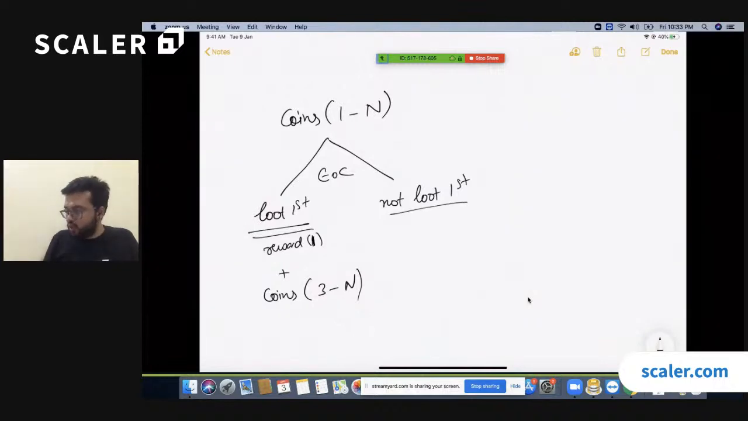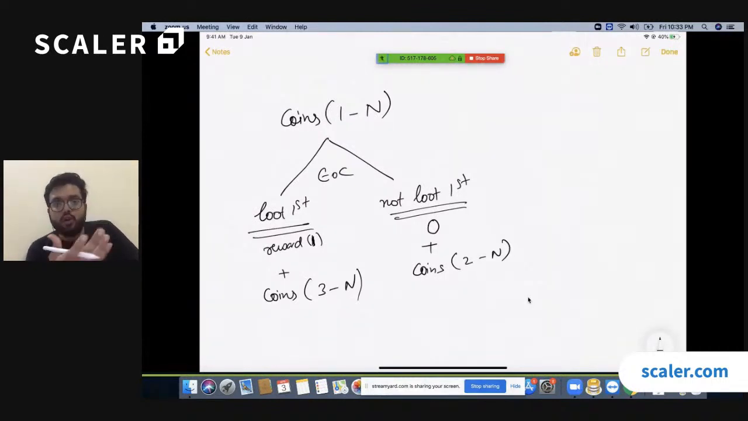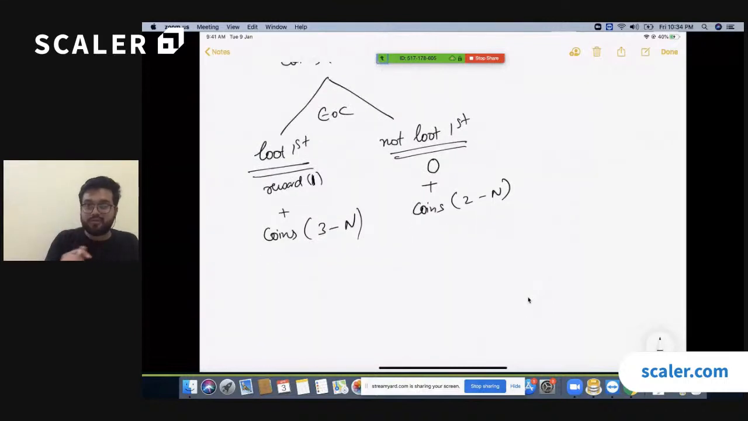Similarly, if you choose not to loot the first house, then what is the subproblem reduced to? If you are not looting the first house, are you getting any loot amount? No, you are not getting any loot amount. So you will just add a 0 to a subproblem. Your problem now reduces to finding the best loot that you can make from the second to the nth house, because the first house you have not looted, and if you did not loot the first house, you can actually still afford to loot the second house. So just by looking at this, you will realize that yes, there is optimal substructure, and I can represent my problem in a recurrence format by this.